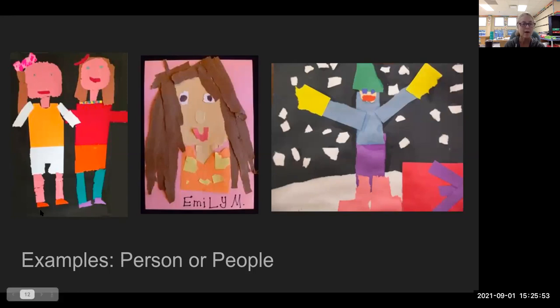So this is the whole body, and you can see that they actually tore the paper. So I think that is a really fun idea, to either tear and or cut. If you don't have scissors, you can tear everything. If you have scissors, you can cut everything if you want. But I think it's kind of fun to play around with tearing the paper and seeing what you can do with that. So I would encourage you to do that, but you can use scissors if you want. So here are some different examples of the person or people.